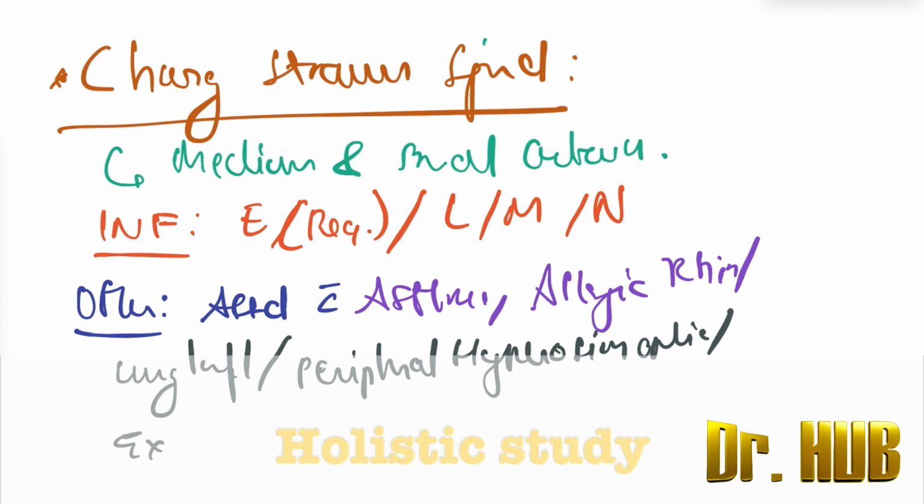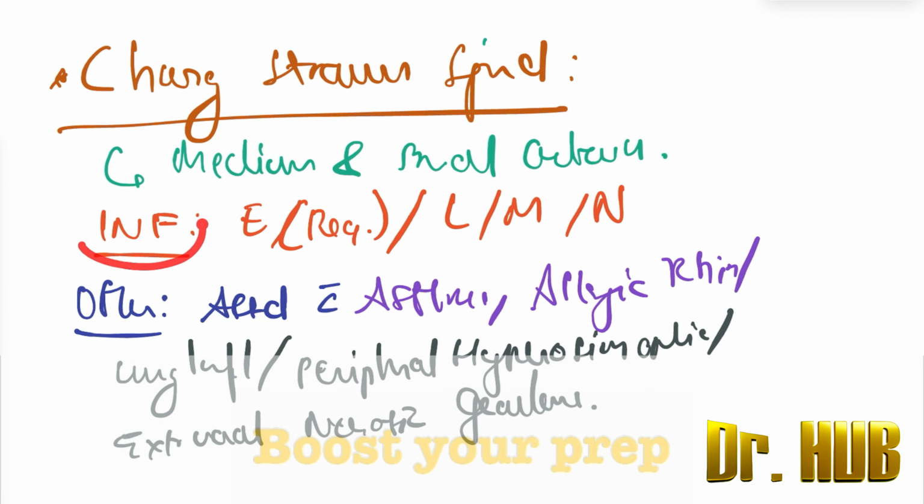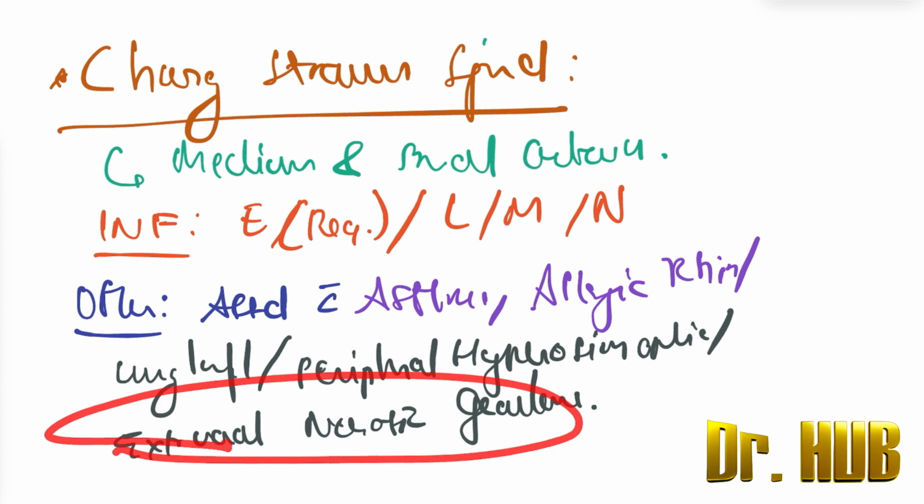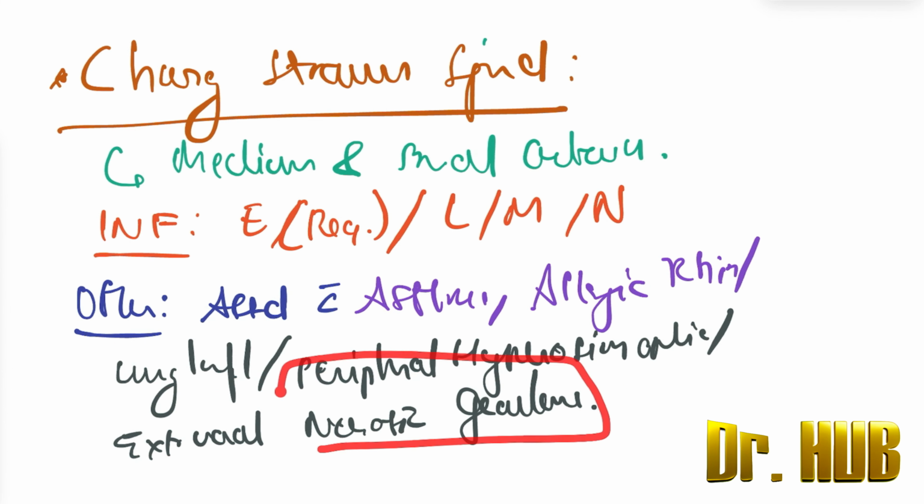So to repeat, we saw the Churg-Strauss syndrome. It involves the medium and small size arteries. The inflammation involves the eosinophils, which are required, and then the lymphocytes, macrophages, and the neutrophils. It is associated with asthma, allergic rhinitis, lung infiltrates and peripheral hypereosinophilia, as well as extravascular necrotizing granulomata.